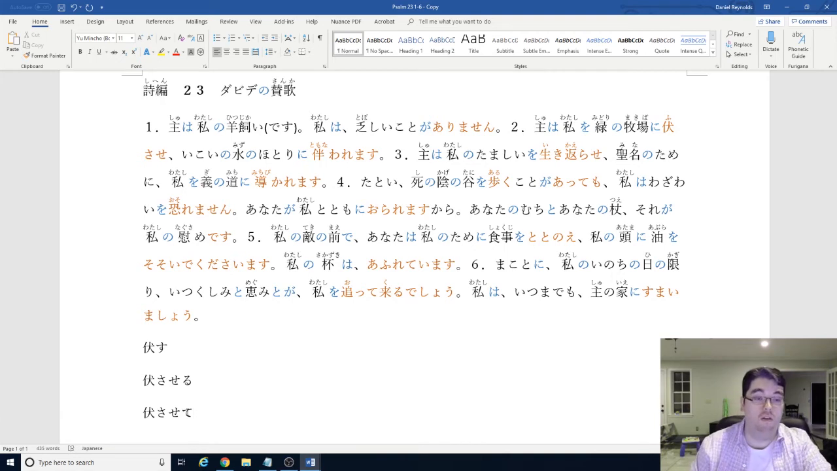So this is just saying, forced me to lie down. That's what this is saying. Fusase te, or fusase. This forced me to lie down in green pastures. God forced me to lie down in green pastures, or allowed me to lie down in green pastures, but probably in this meaning, I mean forced. All right, let's go on to the next part.